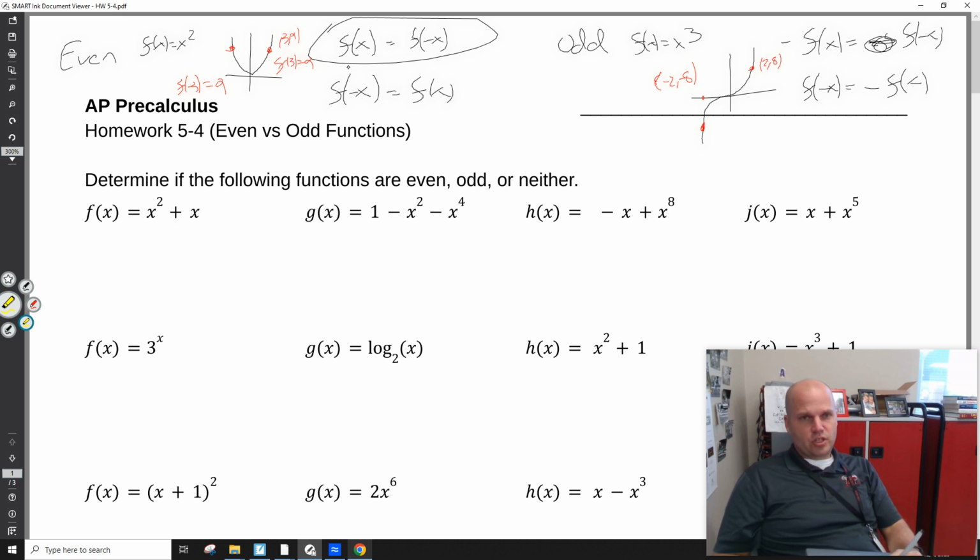For both situations, we're going to plug in the opposite of x and see what we get. Do we get just regular f of x, or the opposite of f of x, or do we get something different? I'll do it with x's first, and then we'll do it with numbers to check. All right, so I'm going to plug in the opposite of x, and I'm going to use parentheses to make sure I don't make a mistake.